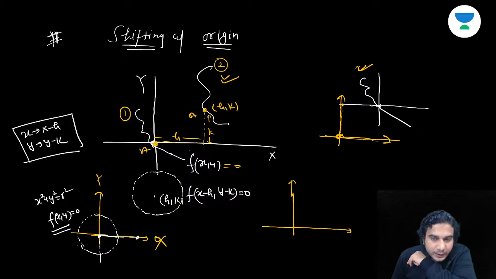I'll tell you that. For that I need to explain the shifting of origin. I'll tell you that now. First you understand the two processes. This is one process, okay? The second process of doing so is shifting of origin, okay? Then I'll tell you why this minus sign comes.